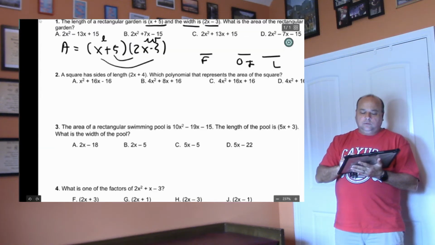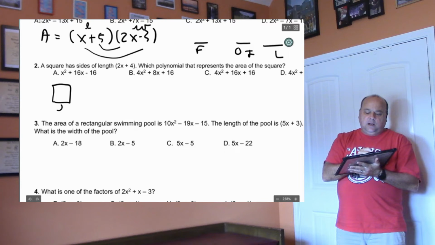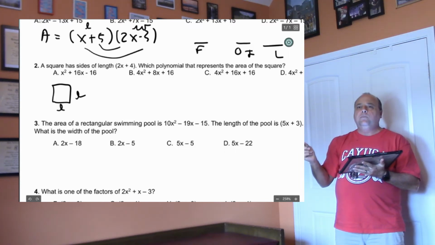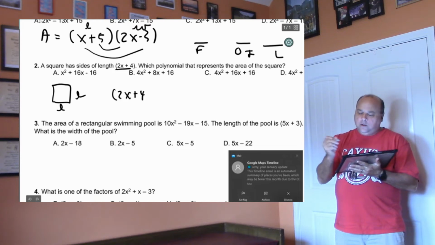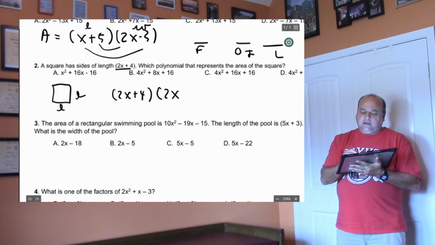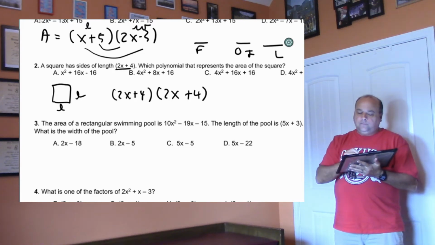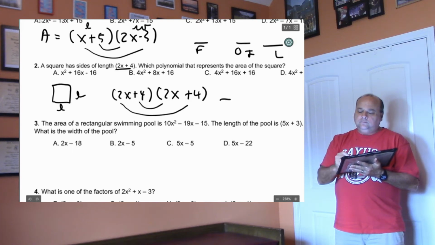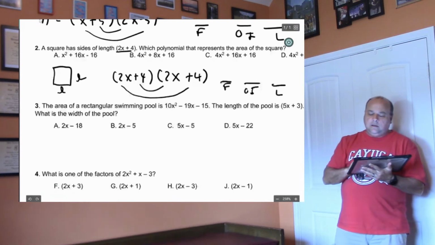Okay, a square, if you look at a square, the length and the width are the same, right? Okay, so we're going to take this and we're going to do 2x plus 4 times 2x plus 4. And you're going to multiply those out, okay? First, outside, inside, and last, right? Just multiply them out and get the answer, okay?